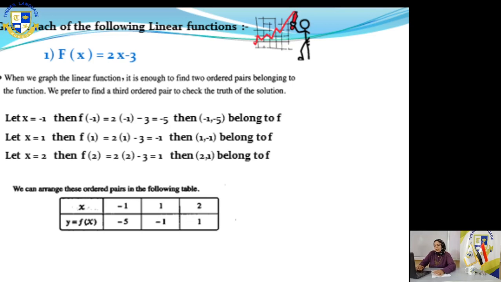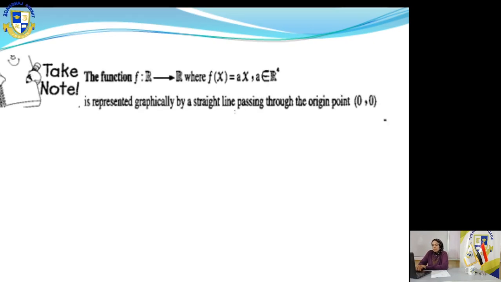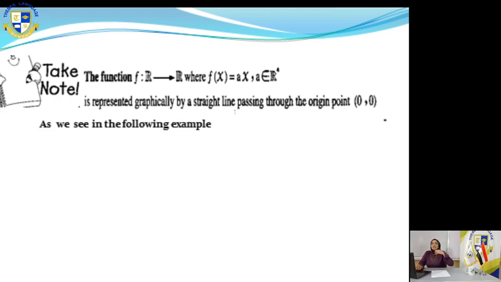Then we will move to slide number 4. We have a function f of x equals ax, where a belongs to R star, which means any number except 0, is represented graphically by a straight line passing through (0, 0). If we have any function, for example, f of x equals negative half x, any number multiplied by x except 0, it will be represented by a straight line passing through the origin point.